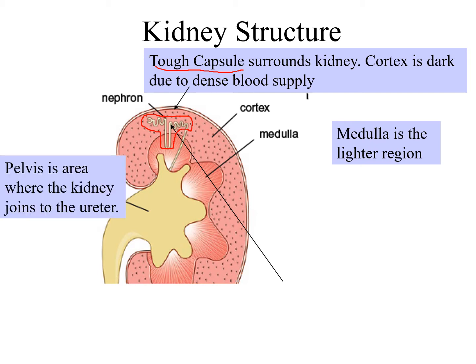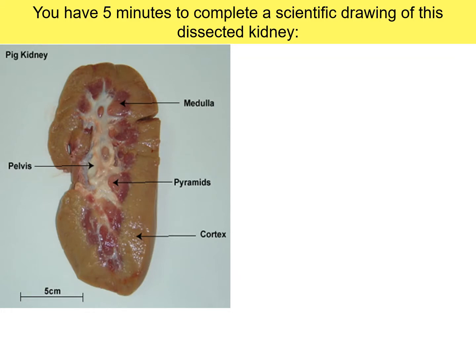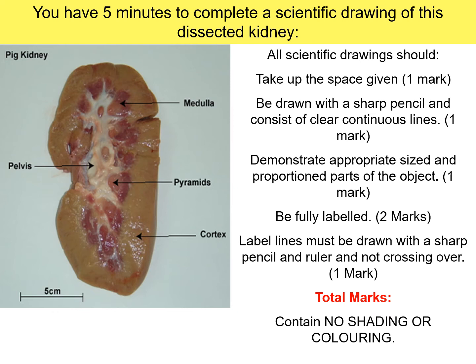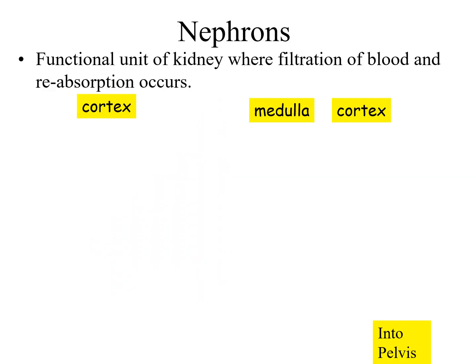Now, if you were asked to draw this, you might be given something like this and told to draw a scientific diagram. If you're asked to draw this for a required practical, you'd expect to take up the space given. You'd need a sharp pencil and use continuous clear lines, with no shading. Demonstrate appropriate proportions. It must be fully labelled, and the lines must be drawn with a sharp pencil and not crossing over. There should be no shading or colouring in a diagram.